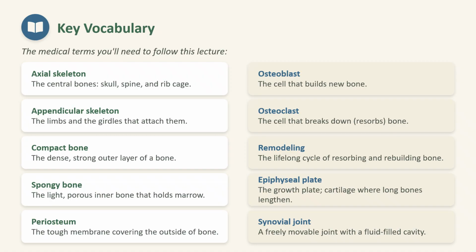Here are the medical terms that you need to know and understand this lesson fully. Take a moment to look them over. We'll use each of them as they come up in the slides ahead, so don't worry about memorizing the definitions just yet. Just get familiar with the words. As always, pause the video to take some time to take your notes.